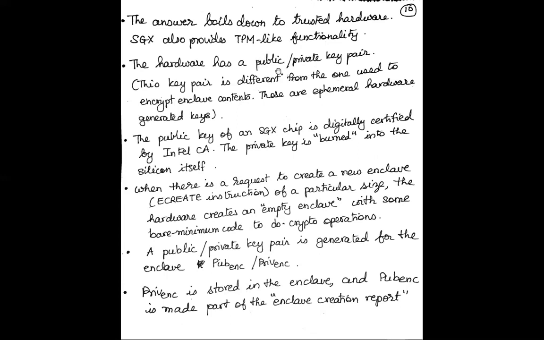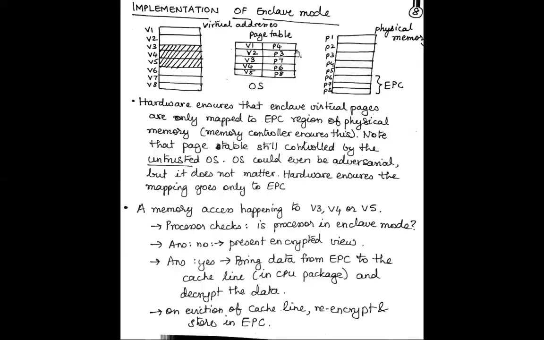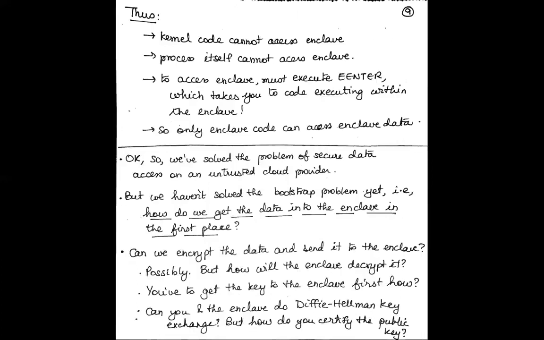Now, it is very important to remember this public-private key pair is just the identity of this hardware. It is not related in any way to the key that's actually used to encrypt the contents of the enclave. In other words, this content over here that is stored encrypted in the EPC, it's not that public-private key that is used for this encryption. That's another hardware managed key.